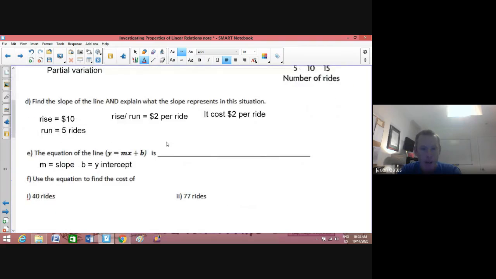All right, and so when I'm writing the equation of a line, it's y equals, again, our m is the slope, so it's 2. We put an x there beside it because it's multiplying, and our y-intercept's a positive 6, so I'm going to put plus 6. And there's the equation of our line.